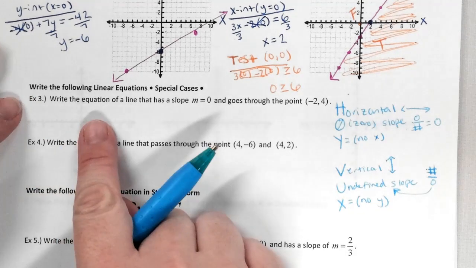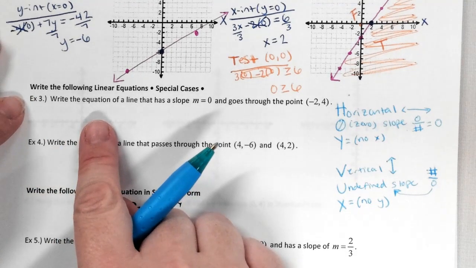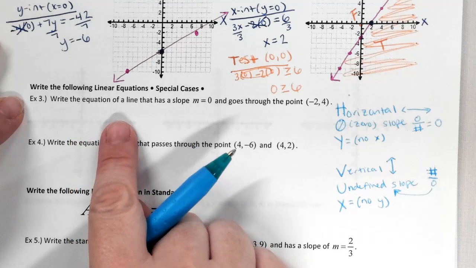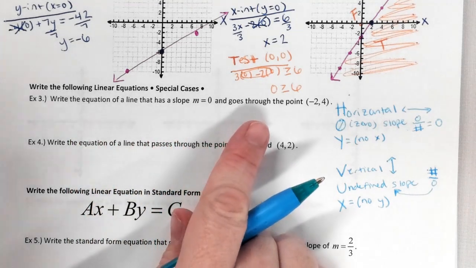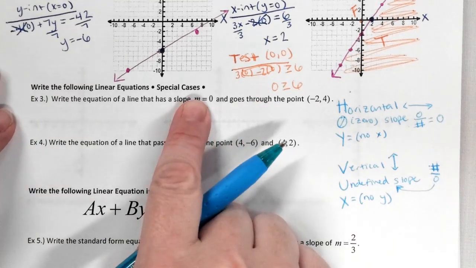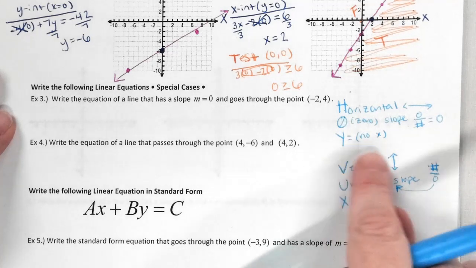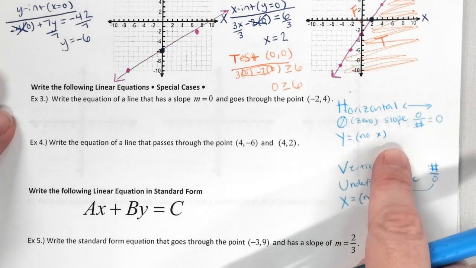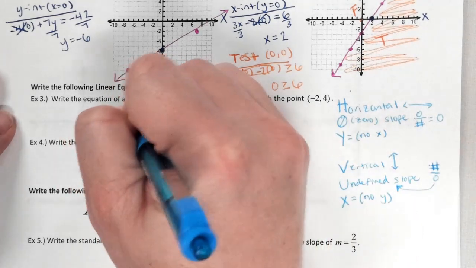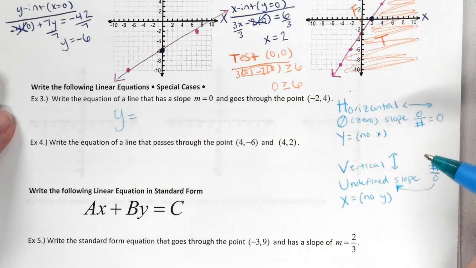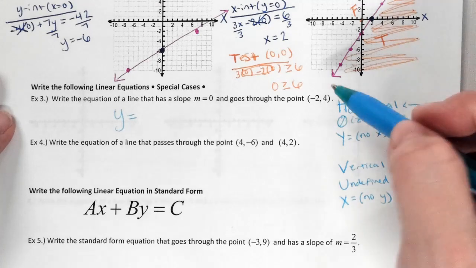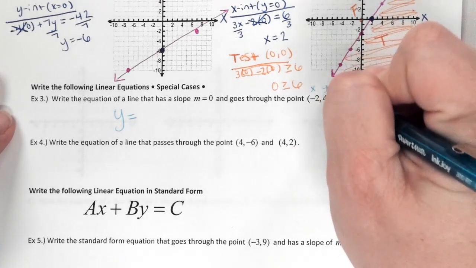Okay, so this one says, example 3, write the equation of a line that has a slope m equals 0 and goes through the point -2, 4. Well, m equals 0 means it has a 0 slope, correct? So if I look here, that means what kind of equation am I going to have? A y equals no x. So y equals, and it goes through the point -2, 4. So what, y equals what? What does y equal? You said it? 4.